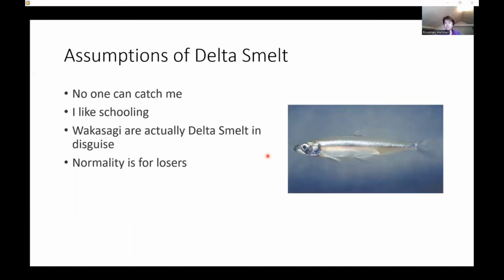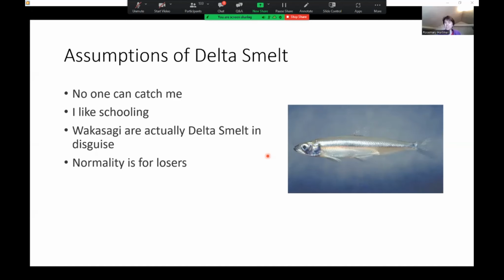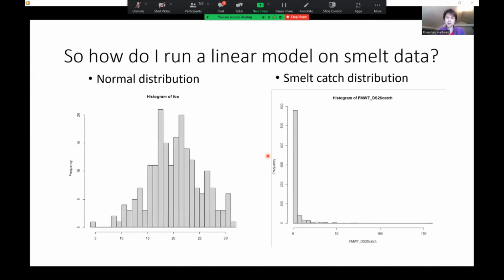Because delta smelt, you can't catch them. They school, so you'll end up with more of them than you would expect in some trawls. They're really easy to misidentify as Wakasagi or longfin smelt or whatever. And yeah, they just do not follow a normal distribution. So how do we run a linear model on smelt data?